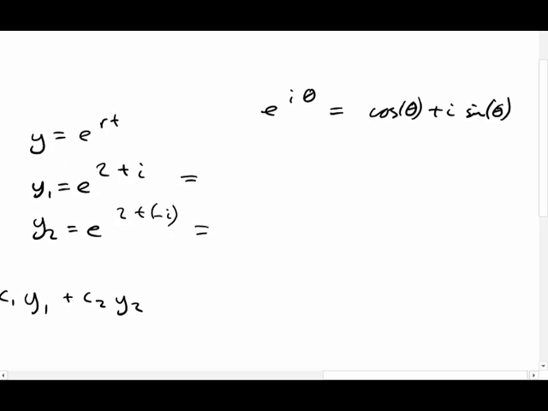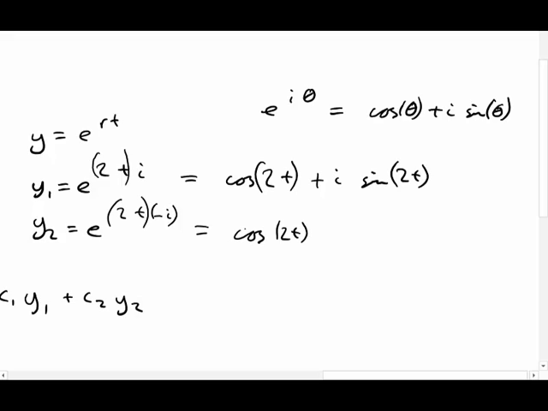So y1 equals e to the 2ti, so this is going to be cos, effectively my theta is 2t, so it's going to be cos 2t plus i sine 2t. Okay, so that's that expanded out. What's y2 then? So y2 is going to be cos 2t, because that's my theta, minus, because that minus i corresponds to a negative, minus i sine of 2t.